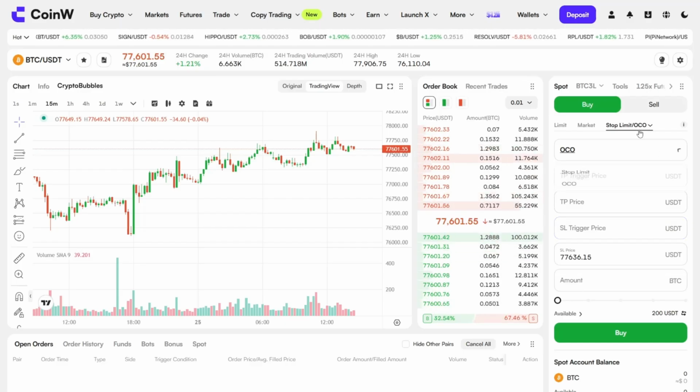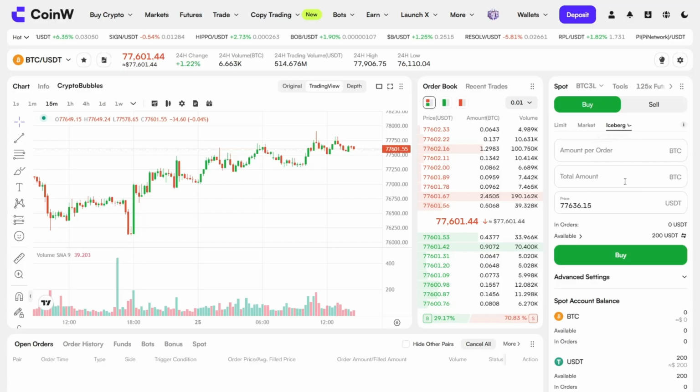And the last order we have on Coinw is the iceberg order. An iceberg order is used for larger trades. Instead of showing your full order size on the order book, it only shows a smaller part of the order at a time. This can help traders avoid revealing the full size of their position to the market. For beginners, this is definitely more advanced and not something you need to worry about when you're just learning spot trading.